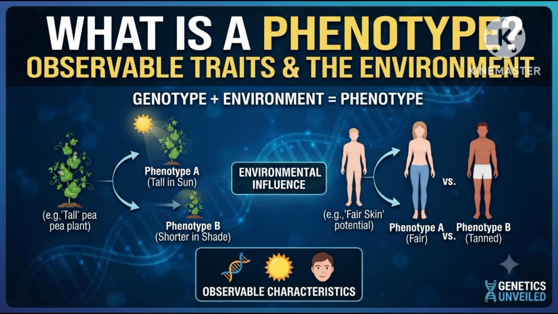Phenotype. The phenotype is the observable characteristics of an organism, such as height, eye color, or flower color. These characteristics result from the interaction between the genotype and the environment.